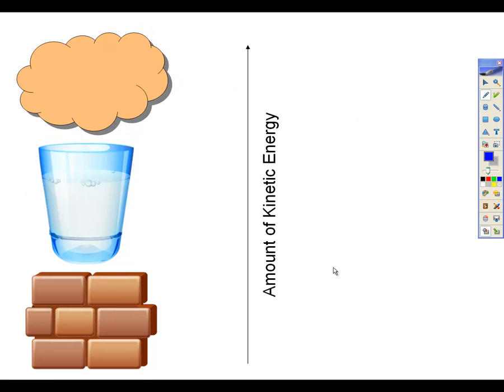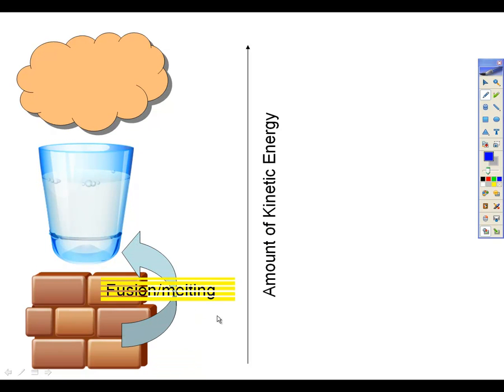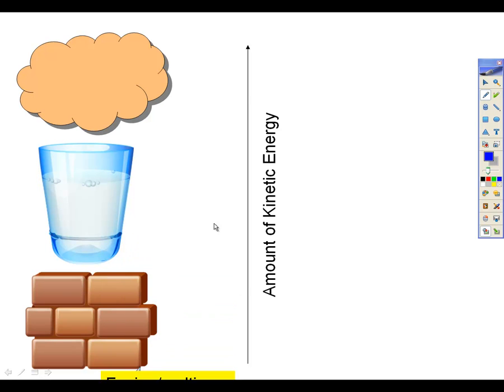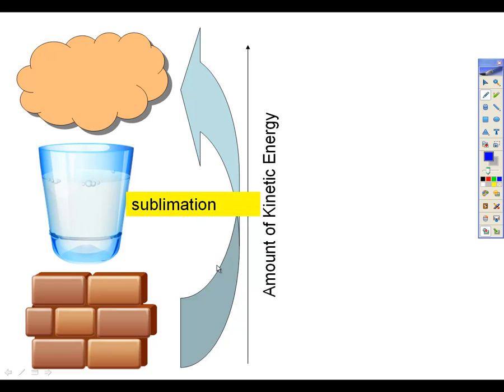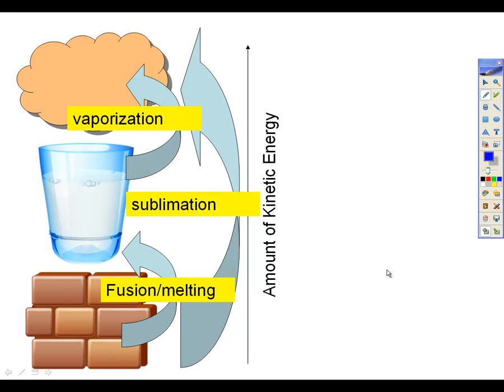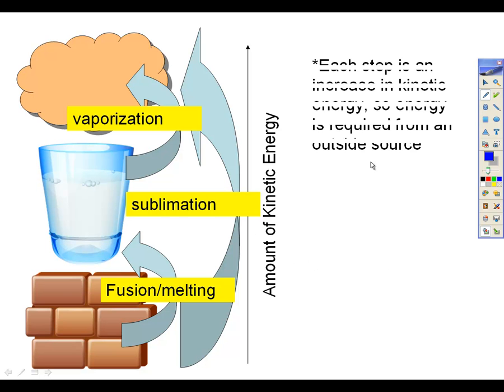Let's look at the other side of this. If I still am going from solid, liquid to gas in amounts of energy, vaporization is going from a liquid to a gas. Fusion or melting is going from a solid to a liquid. And sublimation is going from a solid to a gas. I'll get them all up here again. This time, each step is going up in kinetic energy.